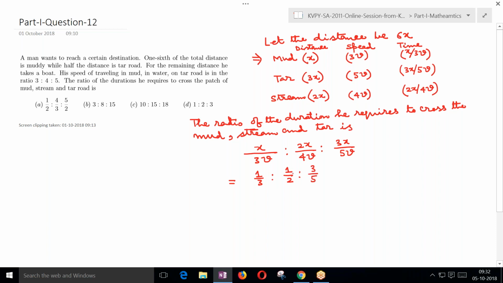Now to make it a proper ratio, we need to take the LCM of 3, 2 and 5. The LCM of 3, 2 and 5 is 30, and we should multiply each of these ratios by 30. So that becomes 1 by 3 into 30 is to 1 by 2 into 30 is to 3 by 5 into 30. 1 by 3 into 30 is equal to 10, 1 by 2 is 15, and 3 by 5 is 18. So 10 is to 15 is to 18, which is option C.